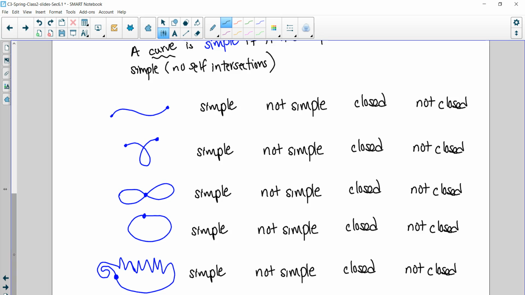Then there was this idea of closed that we talked about so long ago, last semester, and I want you to tell me if the curve is either closed or not closed. So pause the video, take a shot at these. You should have 2 circles per line.